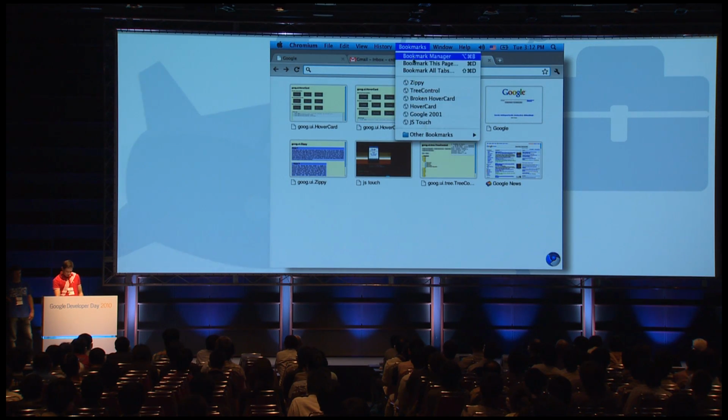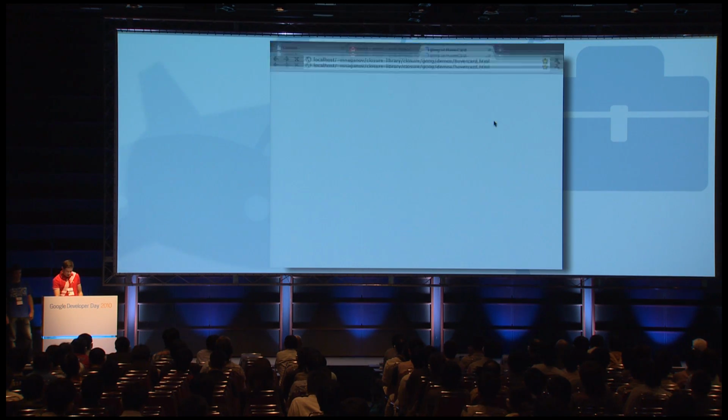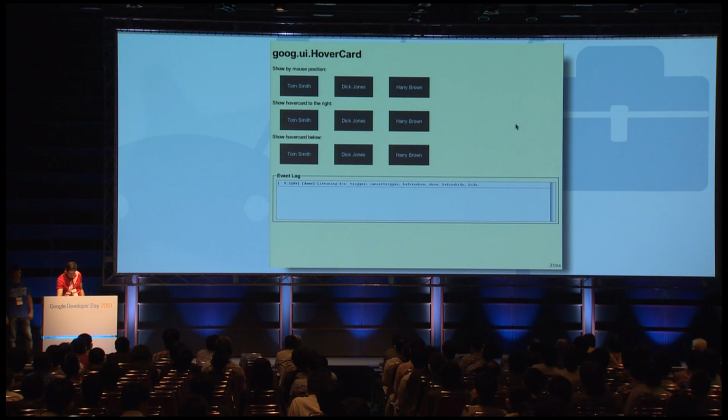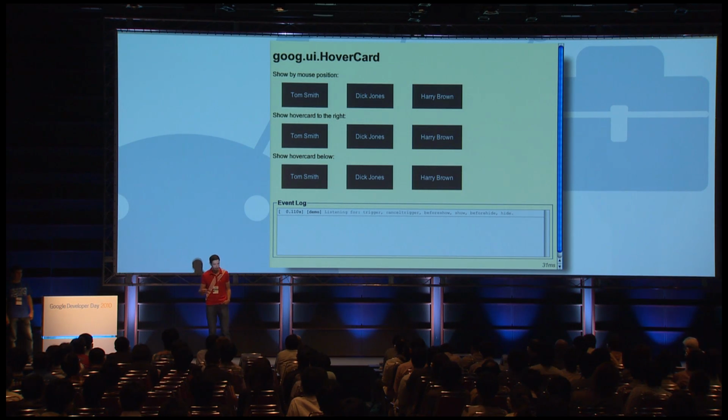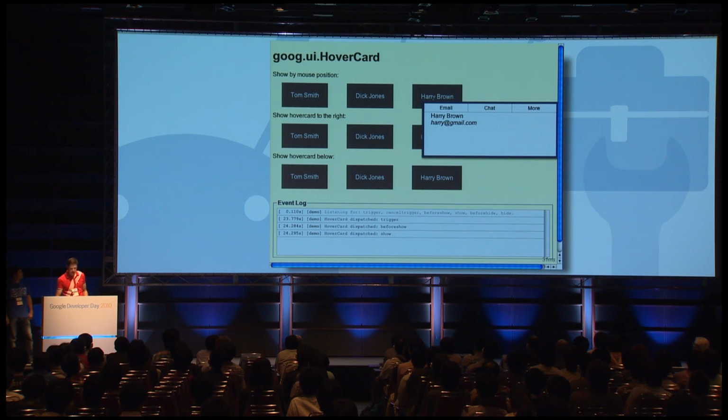For this demo, I will be using the hovercard sample application from the Google Closure library. Google Closure library is a JavaScript library for building rich UIs, like in Gmail. And that's not surprising because Closure was initially developed for the Gmail UI, and then it was open sourced. So this demo shows you hovercards. A hovercard is this rectangle that displays, for example, contact information.